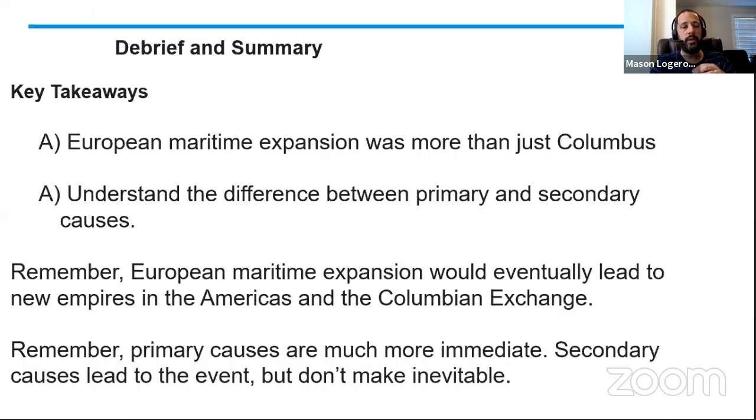All right, so let's summarize what we've done today. First off, big takeaway: if I say European maritime expansion, I'm not just talking Columbus. There's a lot more to it, okay? Also, you need to make sure you understand the difference between primary and secondary causes. Primary causes are much more immediate. Secondary causes are a little bit more indirect. And obviously, all of this talk about maritime expansion is going to lead to new empires in the Americas and eventually in Asia as well. It's going to lead to the Columbian Exchange, but we're going to talk about that more in the next few days.